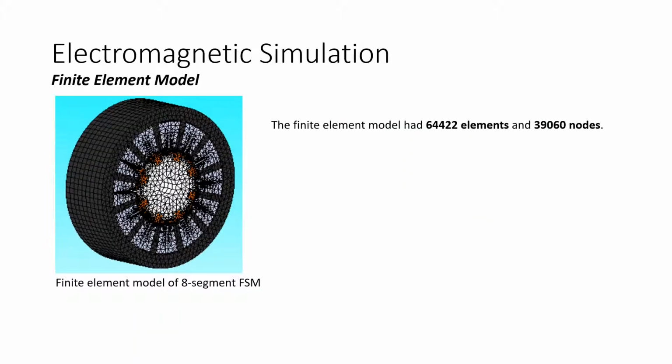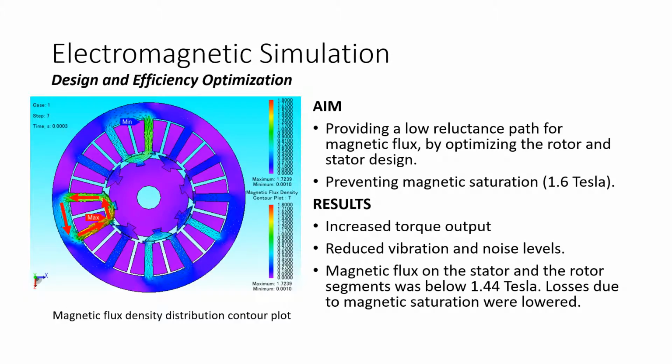This is the finite element model of the 8-segment flux switching motor we built. It had 64,422 elements and 39,060 nodes. This image is a snapshot of the simulation result that we produced.